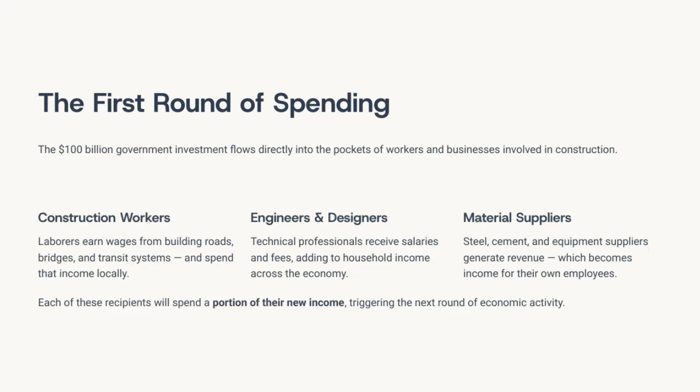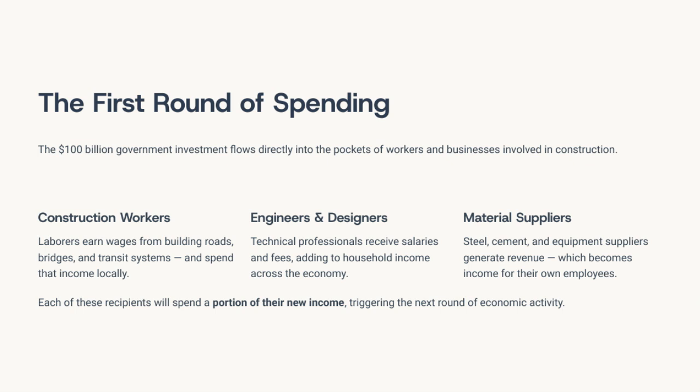Once the initial investment is made, each of these recipients will start to spend a portion of their new income, which triggers the next round of economic activity. For example, steel, cement, and equipment suppliers will generate revenue from the projects, and that revenue becomes income for their employees. These material suppliers play a crucial role in fueling the cycle. Meanwhile, technical professionals like engineers and designers will receive salaries and fees, adding to household income across the economy. Their work ensures that the projects are planned and executed efficiently.